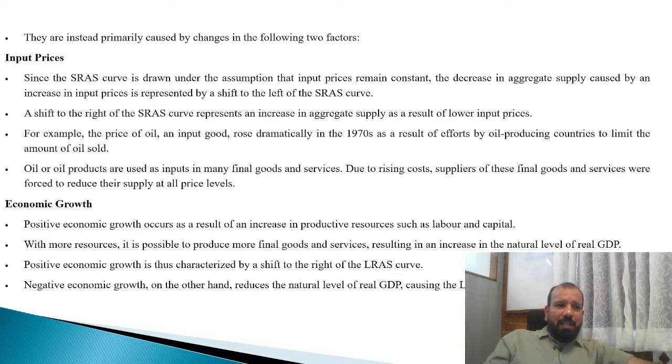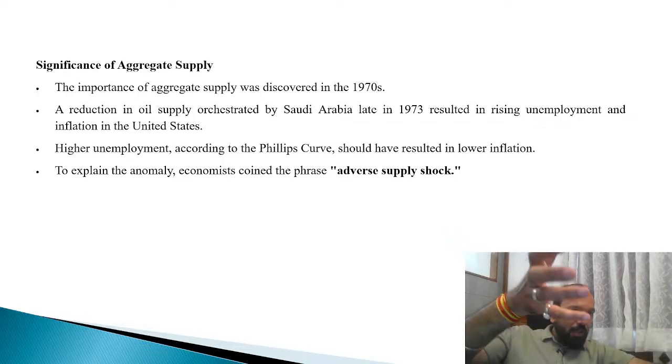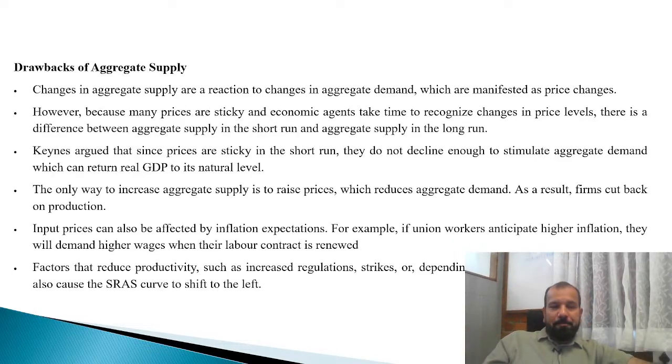This is the input price and economic growth. The significance of aggregate supply: the importance of aggregate supply was discovered in 1970. The reduction in the oil supply, orchestrated by Saudi Arabia in late 1973, resulted in rising unemployment and inflation in the US. Higher unemployment, according to Phillips, should have resulted in a lower inflation rate. Whenever you have high unemployment, you should have a lower inflation rate.